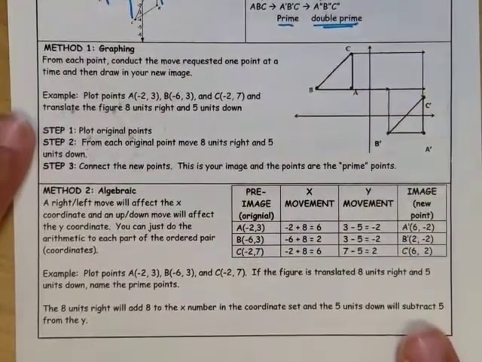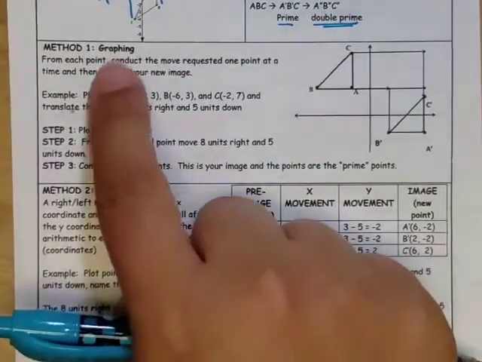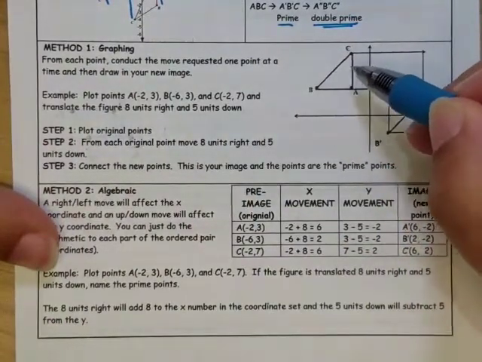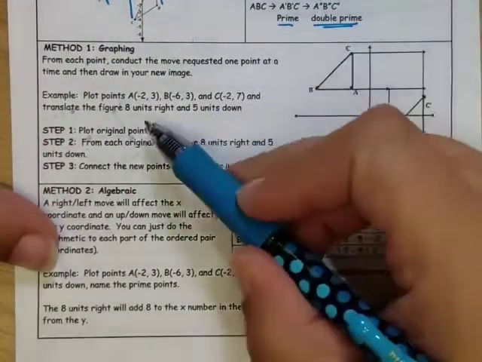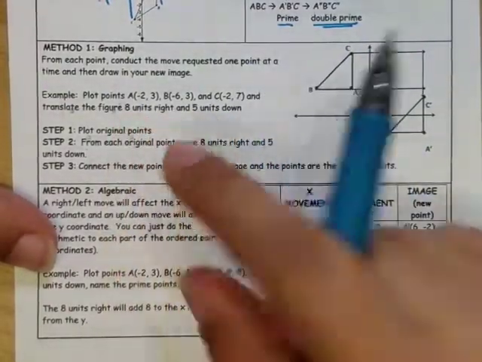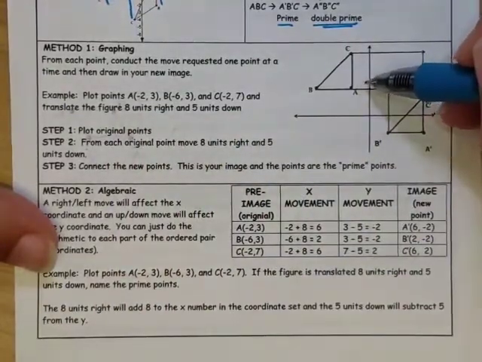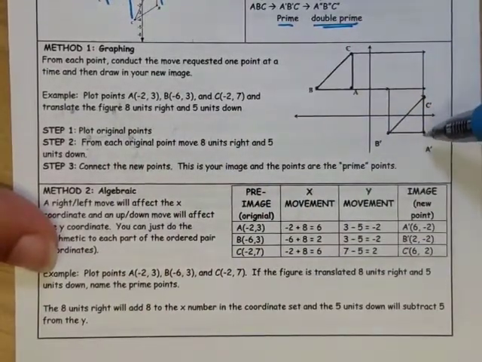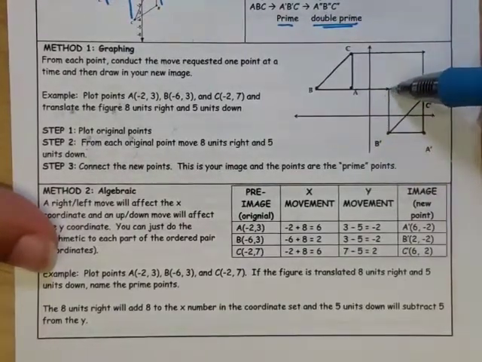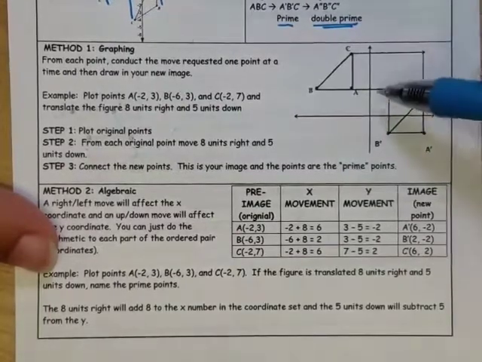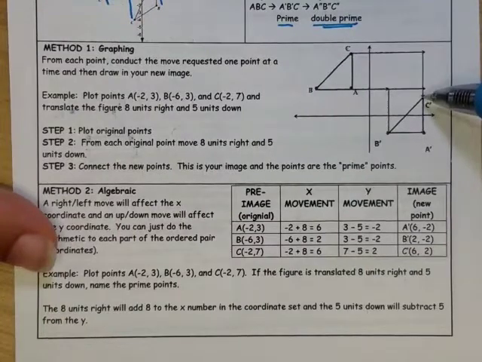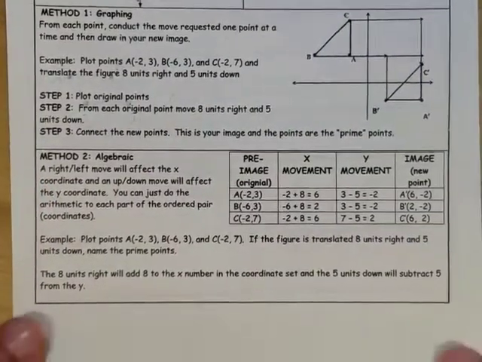So let's talk about 2 different methods for translating. There's the graphing method, where you actually graph your triangle or any shape given, and then you move it the direction it tells you. For example, this is triangle ABC. Here are the 3 points, and they tell us to go 8 units right and 5 units down. So you literally take your pencil and you count 8 units to the right and 5 units down, and it gets you to A prime. Then you do the same thing to B, 8 units right and 5 units down, it gets you to B prime, and then you do the same thing to C, 8 units right, 5 units down, gets you to C prime. So that's one method to do it.